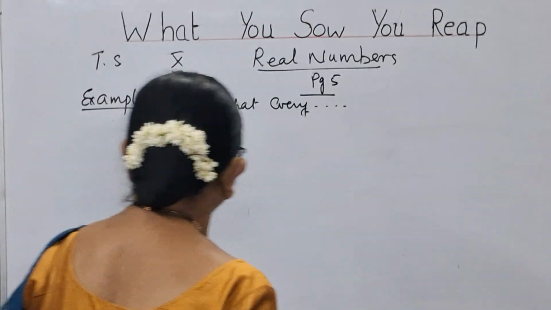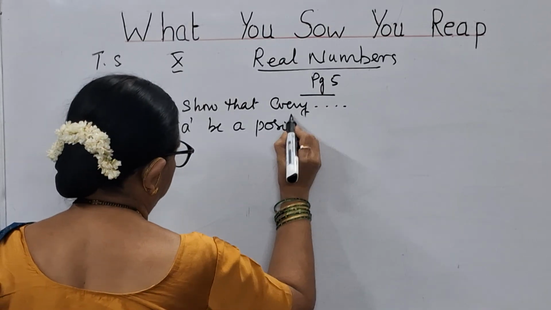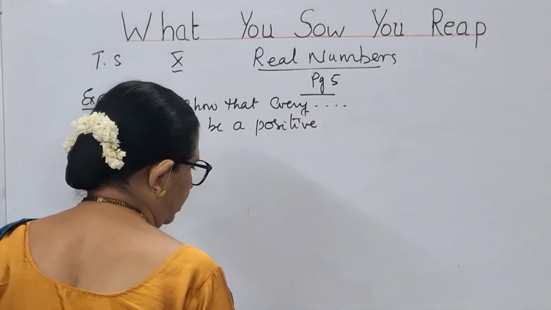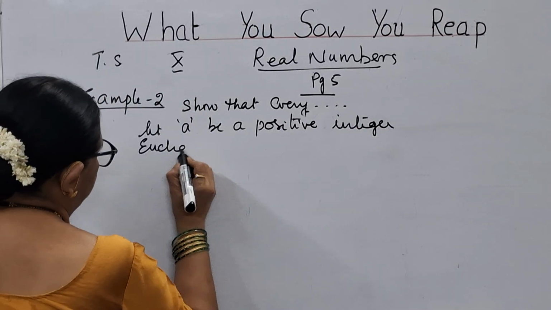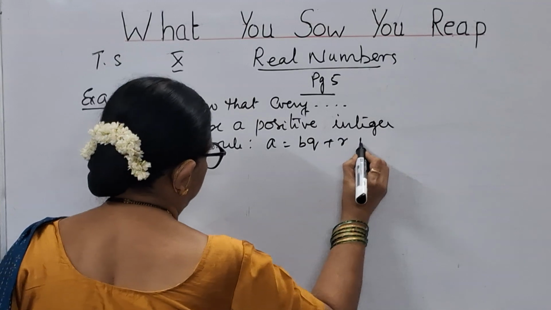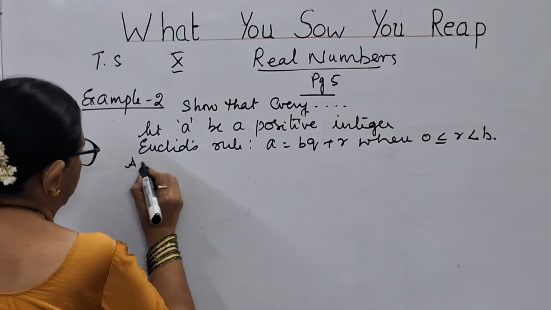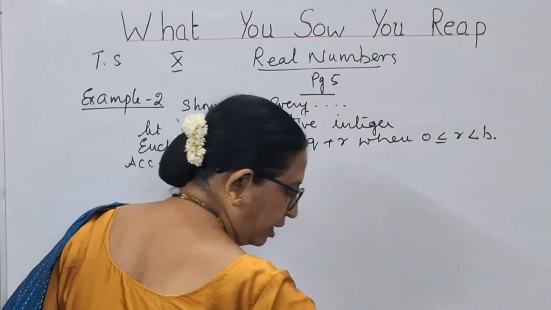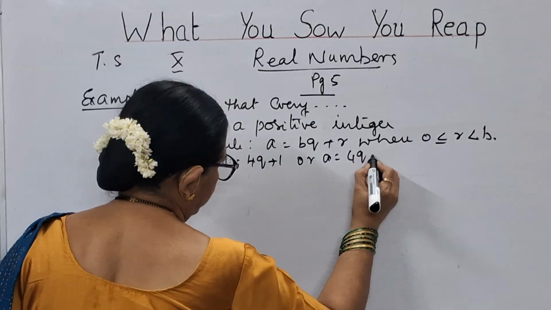So let me see this. What is a? Let a be a positive integer. Now, in this case, if a is a positive integer, what is Euclid's rule? Euclid's rule says that a is equal to bq plus r, where 0 is less than or equal to r less than b. Now, according to the problem, what did they say, children? a is equal to, what is the value that they have given? 4q plus 1 or a is equal to 4q plus 3.